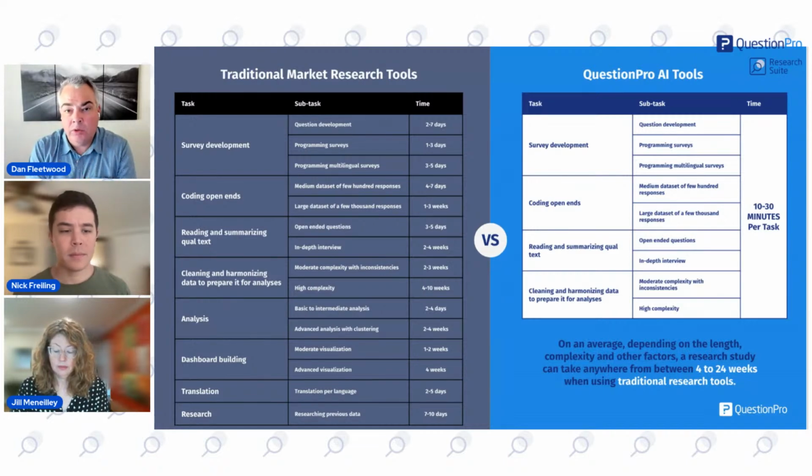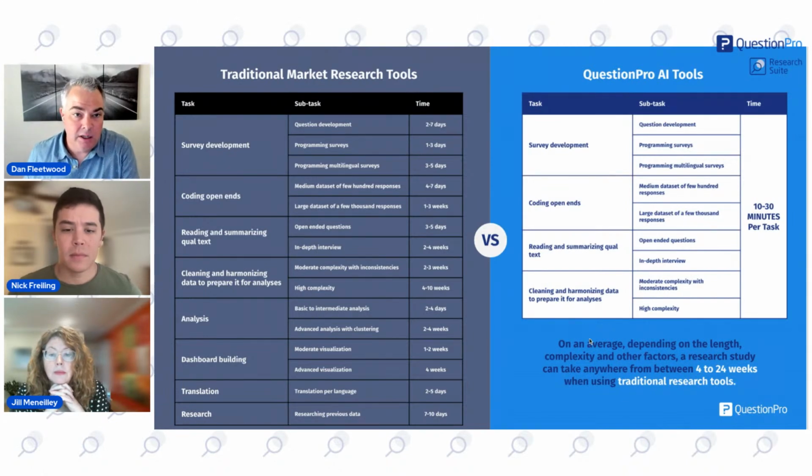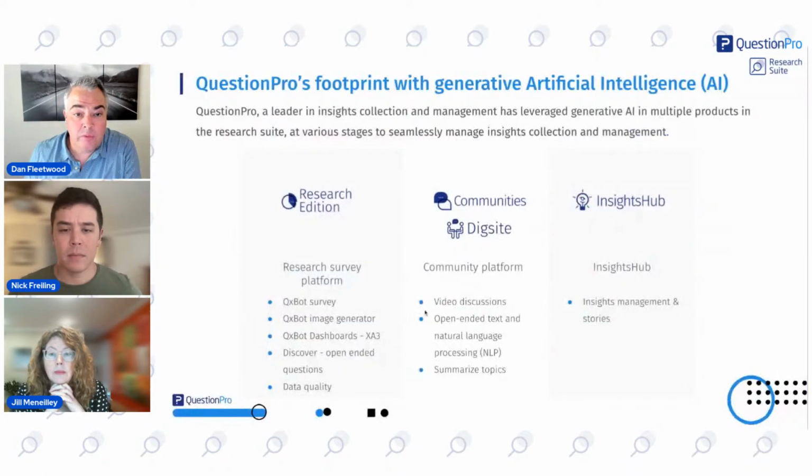And one of the things that we always preach about, I brought it up earlier today, is speed to insights. How can we help you get to those insights more quickly? And this is something that we can do leveraging these AI tools that we have currently and that we're also planning to build in the future. So from days to weeks to months, we can get you down to minutes and days in those cases where it would take months and months. So on average, depending on the length and complexity and other factors, a research study can take 4 to 24 weeks, as I mentioned, when using traditional tools, and we can get that down, obviously, into minutes, if not days. So those are a lot of the things we're focusing on.